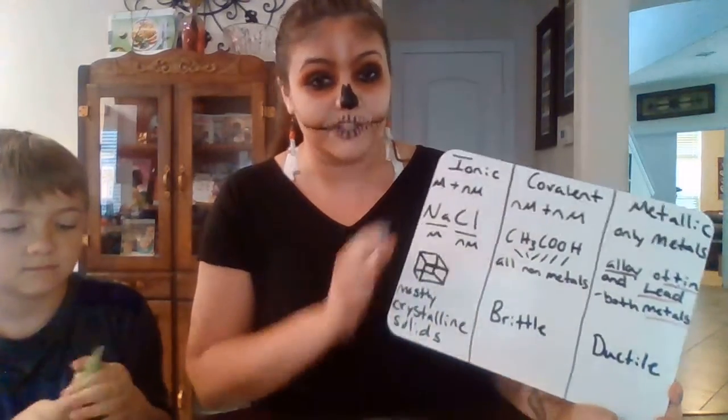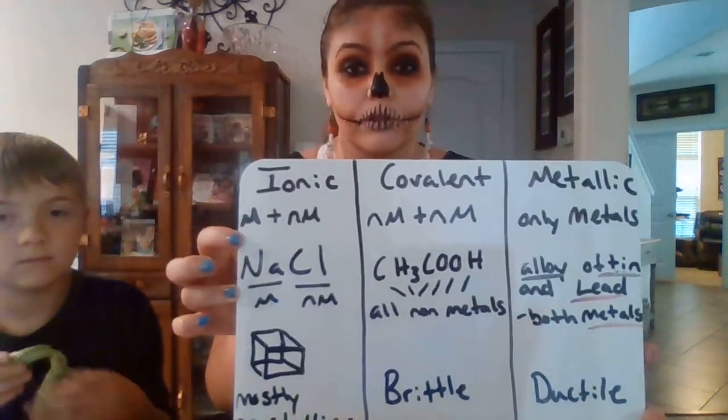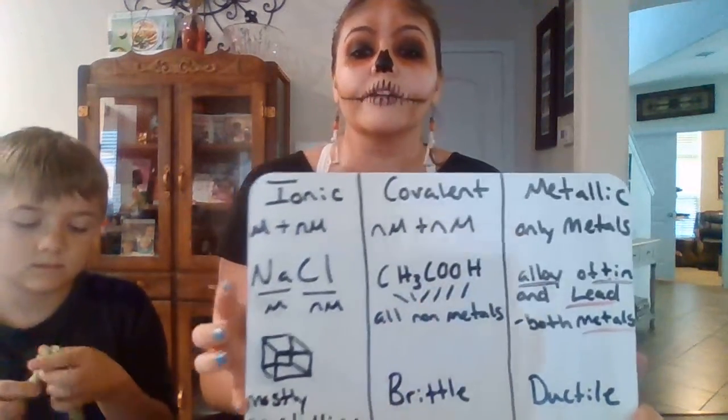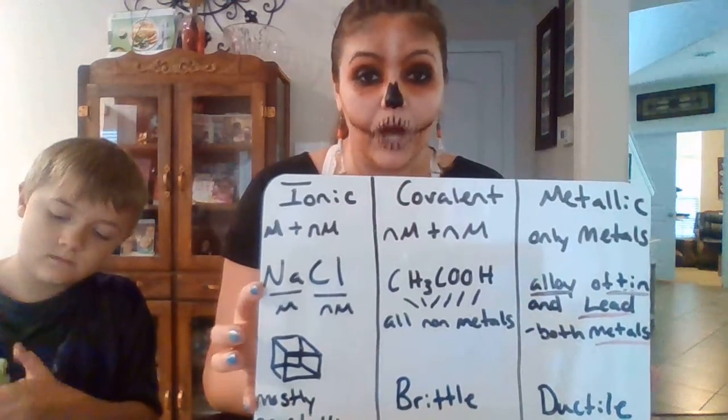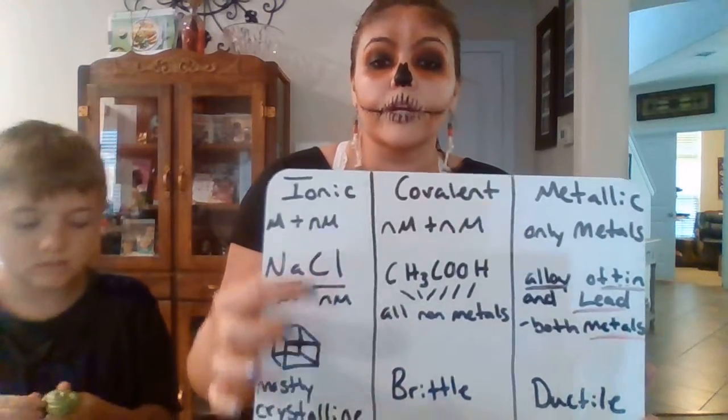To start, let me remind you what those things mean. Ionic means it's a metal with a non-metal. That's how I know. So how do I know that sodium chloride is an ionic bond? Because sodium is a metal and chlorine is a non-metal.